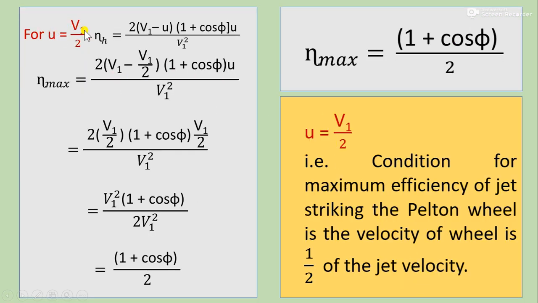So putting this in the hydraulic efficiency equation, we get the maximum efficiency equation: 2 × (V1 minus V1 by 2) × (1 plus cos phi) × (V1 by 2) divided by V1 square. So this subtraction is V1 by 2. Now these 2 get cancelled. Now this V1 and this V1 become V1 square, and the 2 comes in the denominator. Now this V1 square and this V1 square get cancelled. So finally the maximum efficiency formula we get is (1 plus cos phi) divided by 2. So that is the condition.